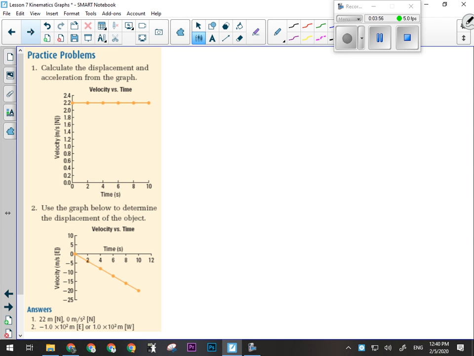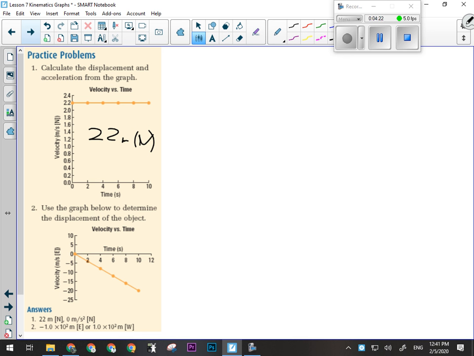Would these ones be a little easier? Calculating displacement. Do I only have one shape to worry about on these questions? So if I want to calculate the displacement on this graph here, we're traveling at 2.2 meters per second for 10 seconds. How far does it go? 22 meters. And that's north, according to that graph. What's the acceleration?